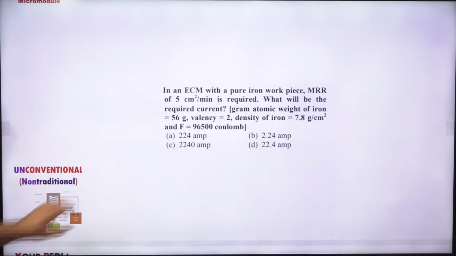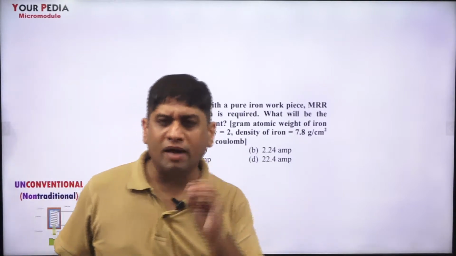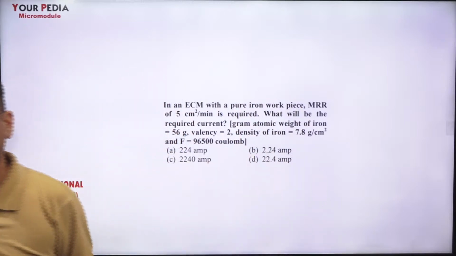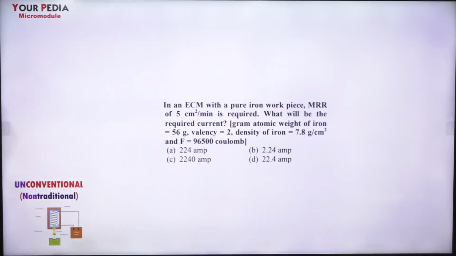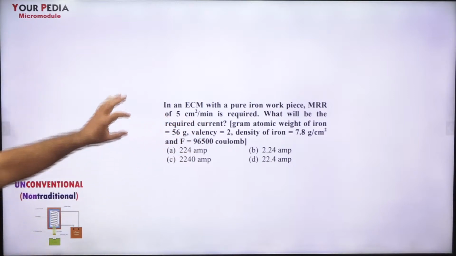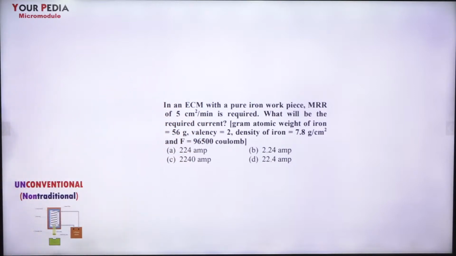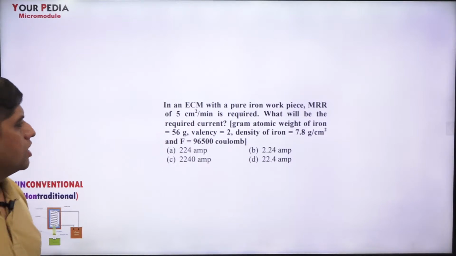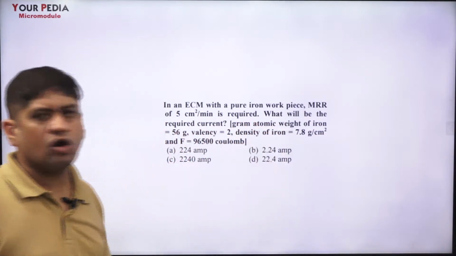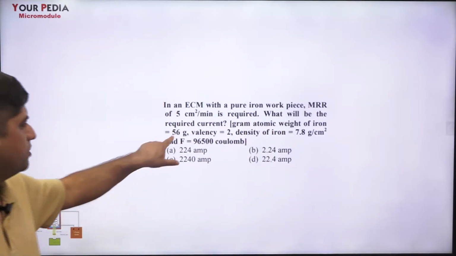But in non-traditional machining, if a numerical is asked, it will be asked from this part. So remember this formula, because in electrochemical machining, one numerical question can be asked. He will tell you that the material removal rate is this much centimeter cube per minute or something, and ask what current is required. The atomic weight of the material to be removed will be given.